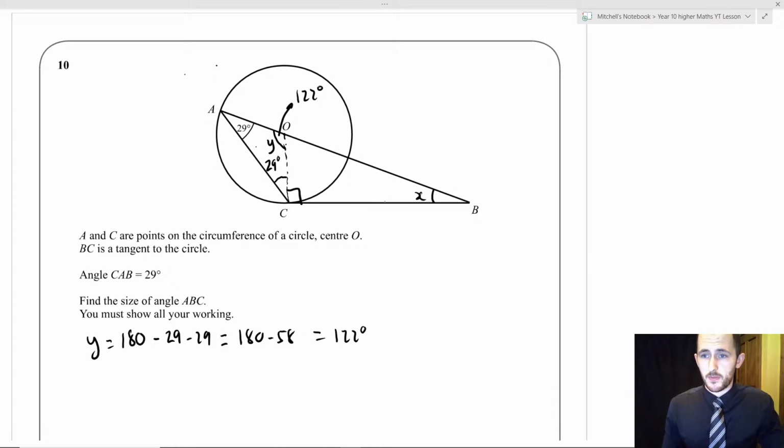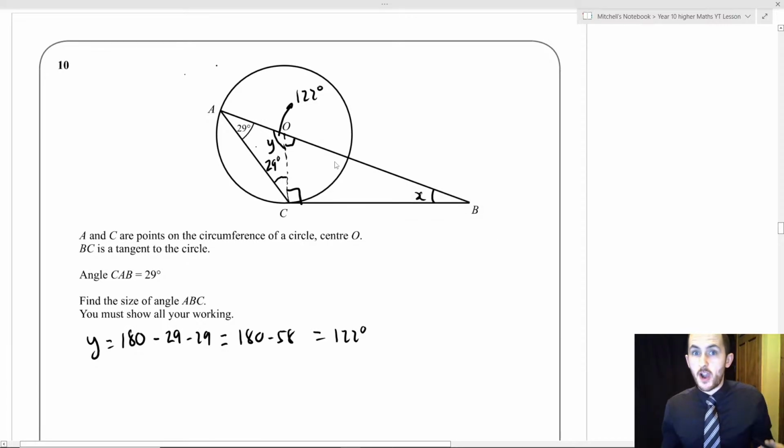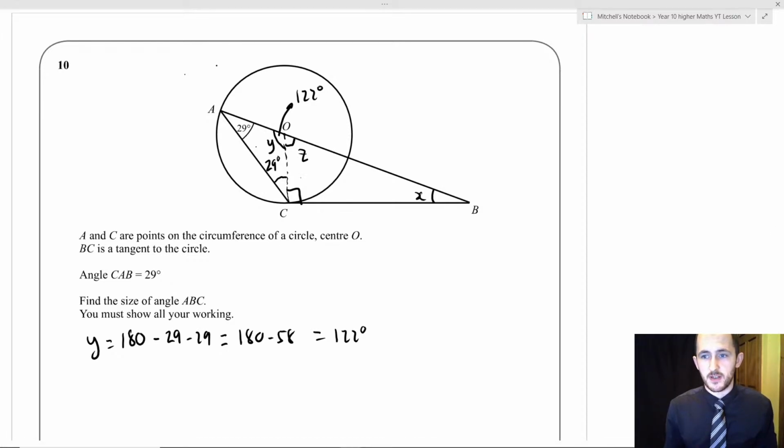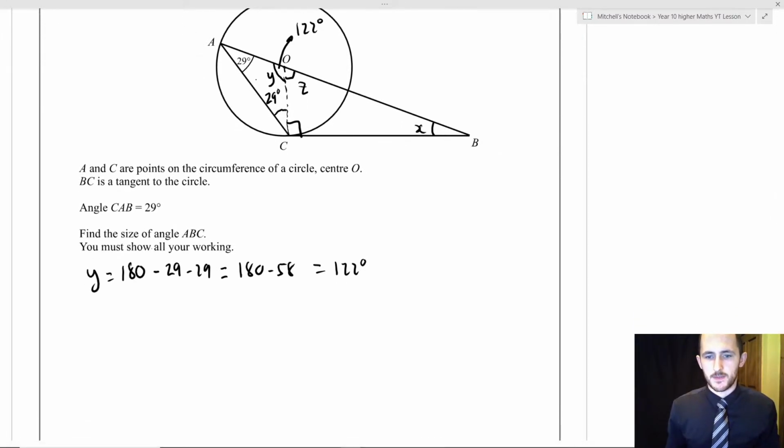So now I can work out what this angle is. The reason why I'm doing this is because to work out this angle here in a triangle, the easiest thing to do is to have 2 other angles and subtract it from 180. So that's where my thought process is going. I'm going to call that angle Z, I guess, right? So now Z is 180 minus 122, which is 58 degrees.